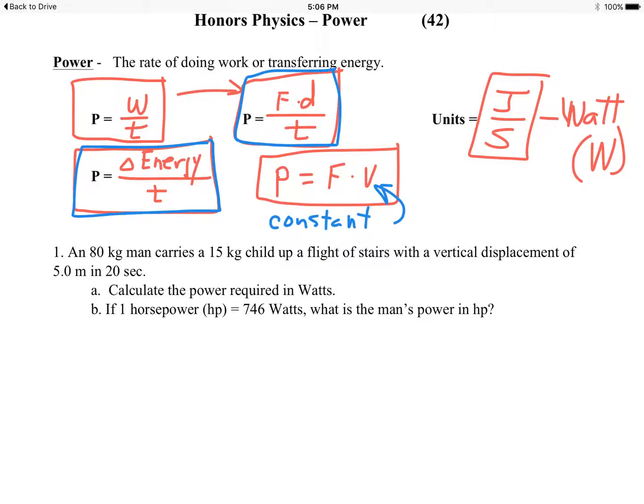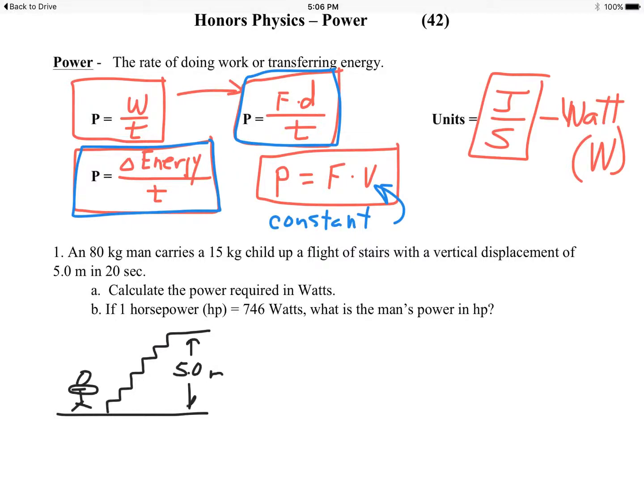So here are some examples. Let's take a look at this problem down here. We have a man carrying a child up a flight of stairs. I'll try to draw the diagram here. Here we have the man with a child. Here's the stairs. And what's important here is the vertical displacement of 5 meters.